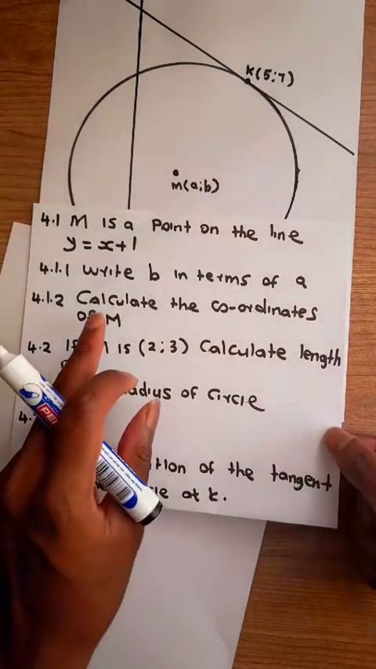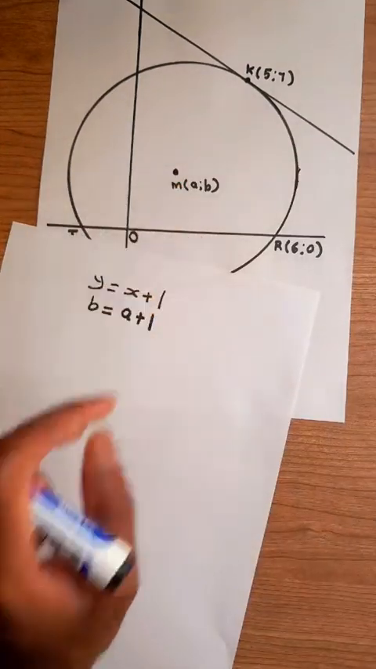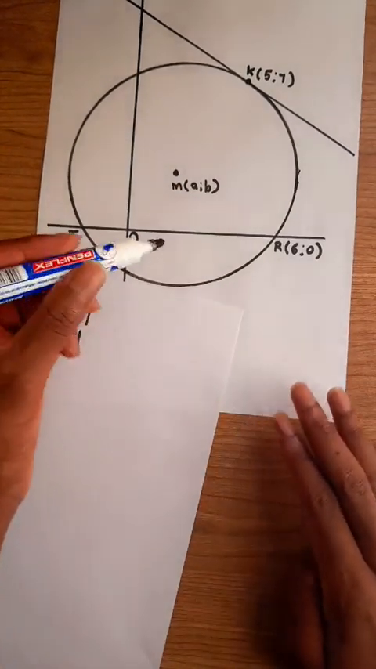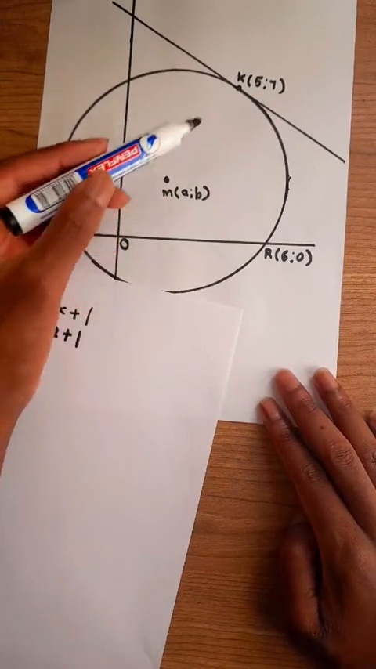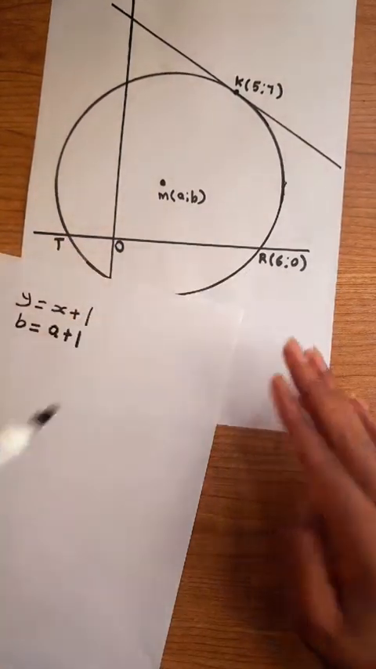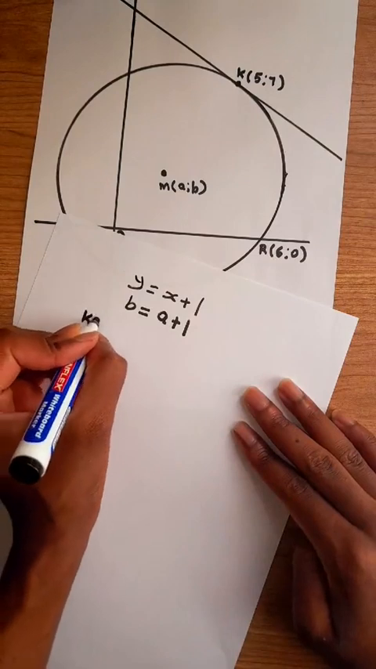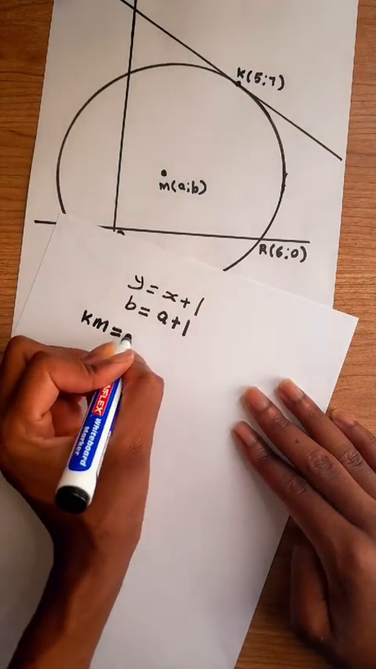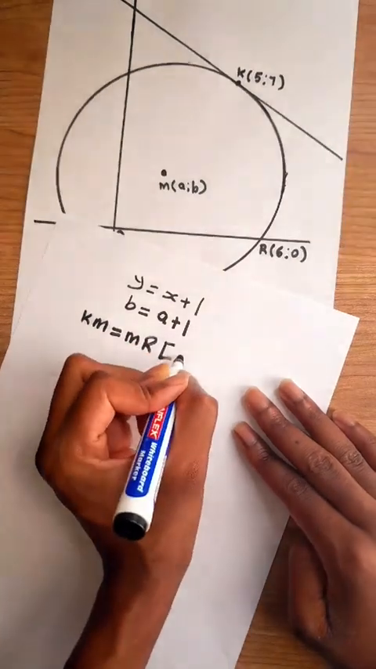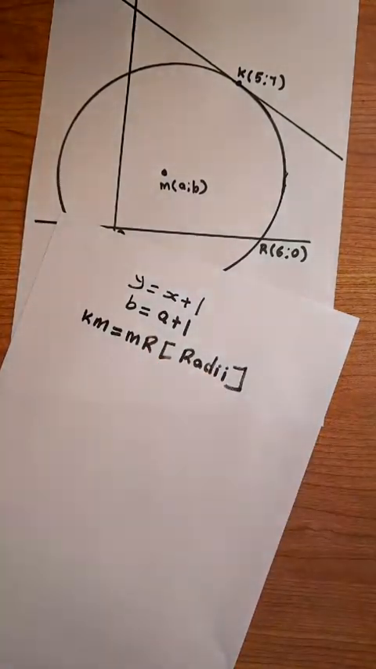They say, calculate the coordinates of M. What do we know? If M is the center of the circle, we know that KM is a radius, and we know that MR is also a radius. So what are we going to know? We know that KM is going to equal MR. Why? Because we know that the radii of a circle are equal to one another, right?